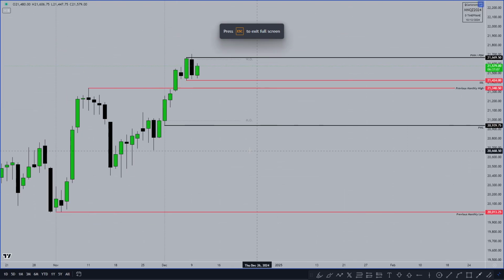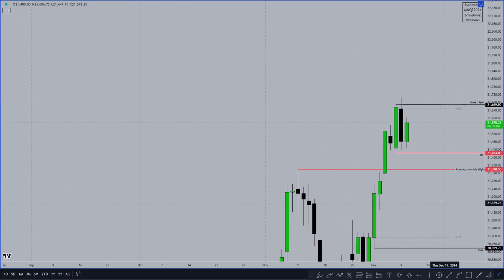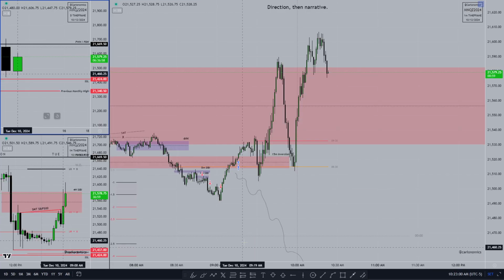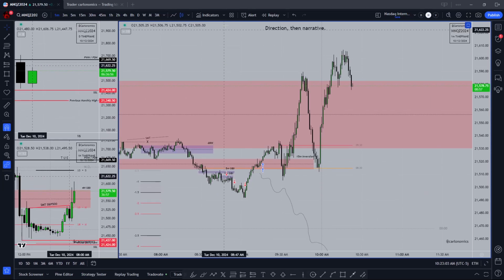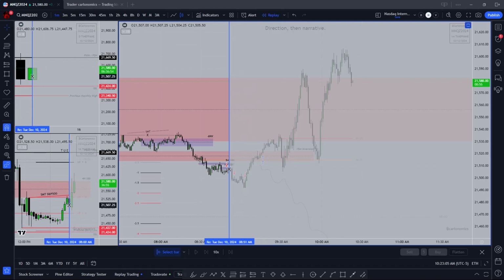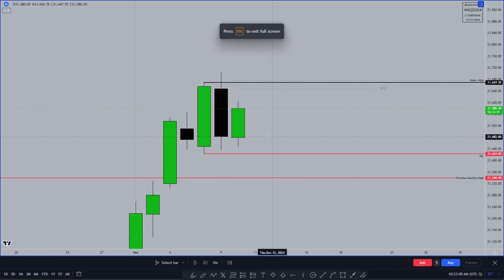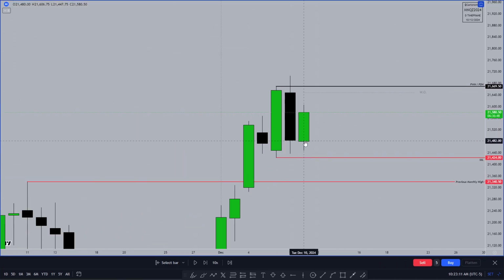So here we're in the daily time frame, and you can see how this candle opened. Or let me go back to the replay so it looks more accurate. Okay. So this morning I saw our candle open, then trading up here.